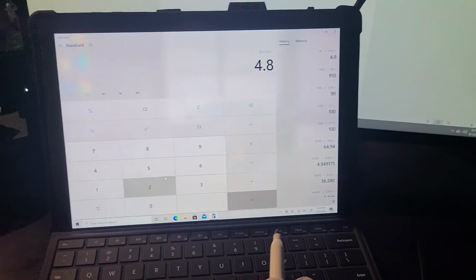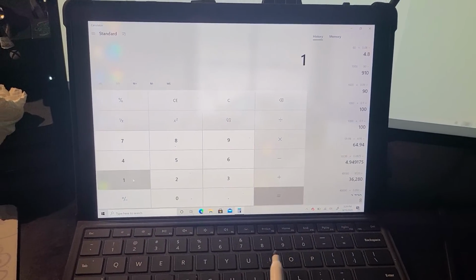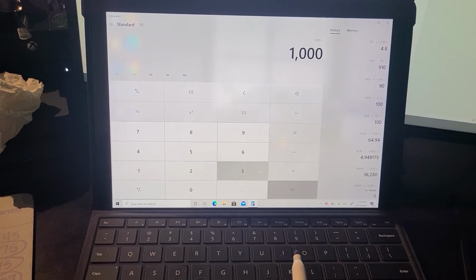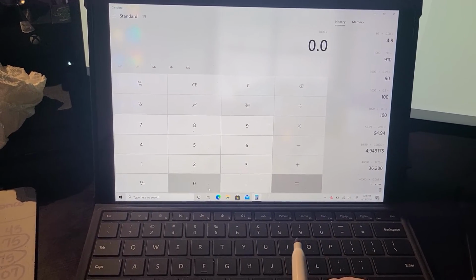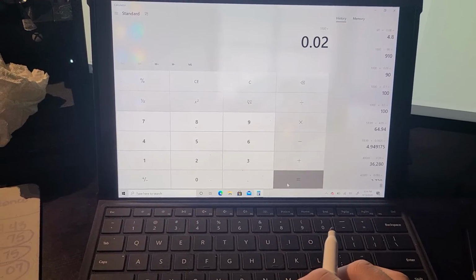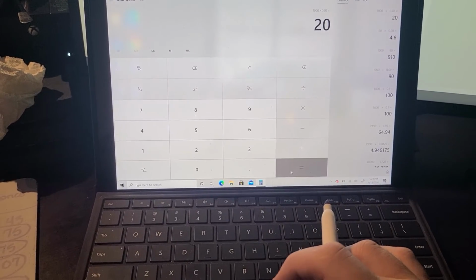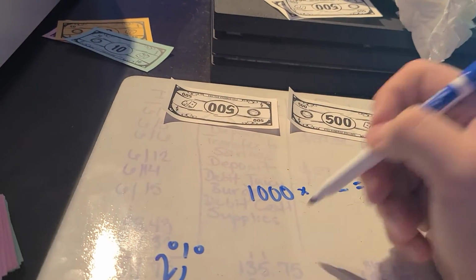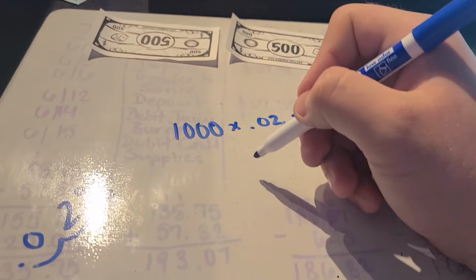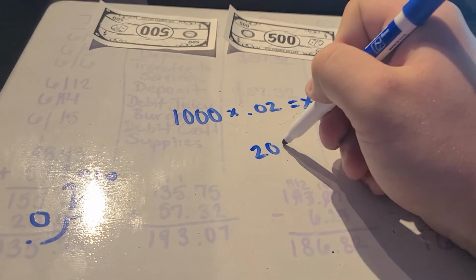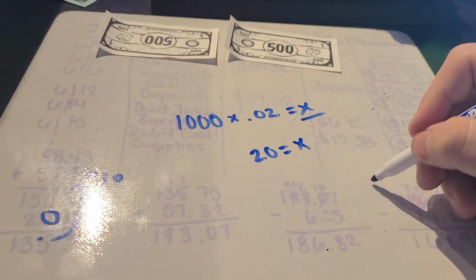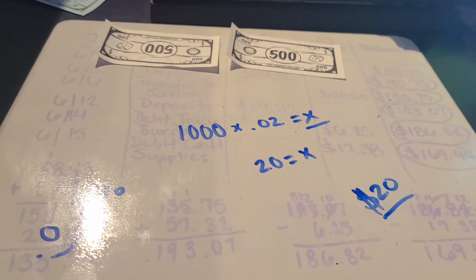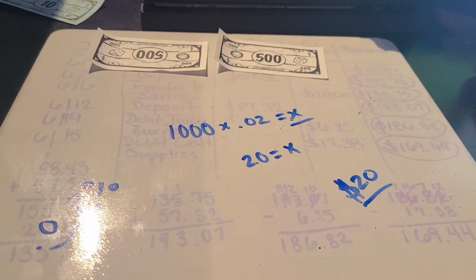So we're going to go to our calculator. It's going to be 1,000 times 0.02. We'll click equal. So that's $20 that we're paying this year in taxes. So 1,000 times 0.02 became 20 equals x. So that's $20 every year that I will be spending on paying for the property that I just bought.